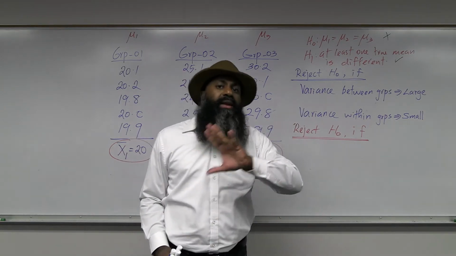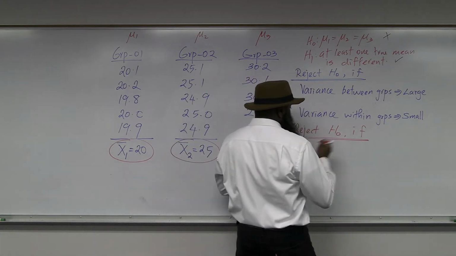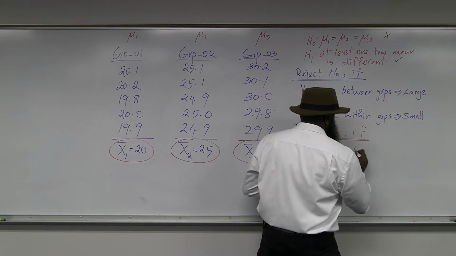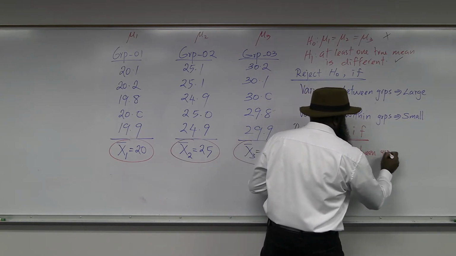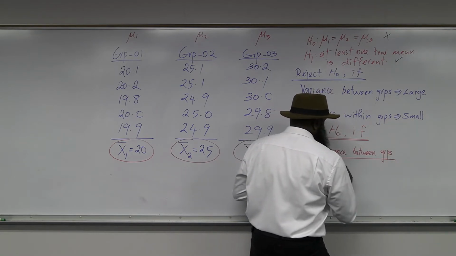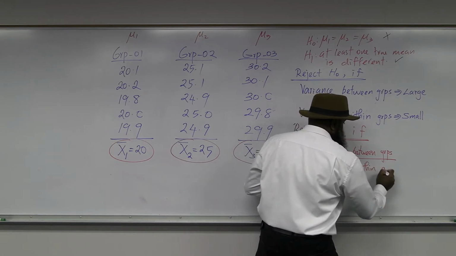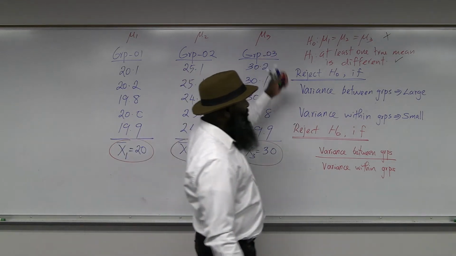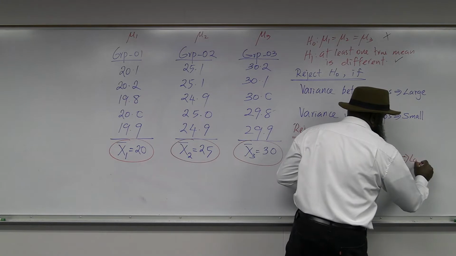Now I have one quantity. So I will say reject the null hypothesis if the variance between groups divided by variance within groups, if this is large, we reject our null hypothesis. Reject if this is large.